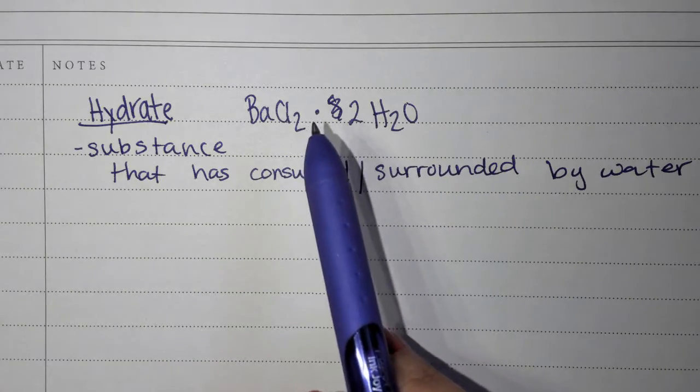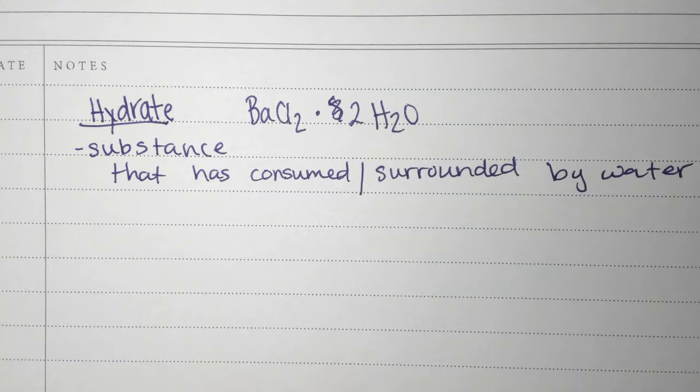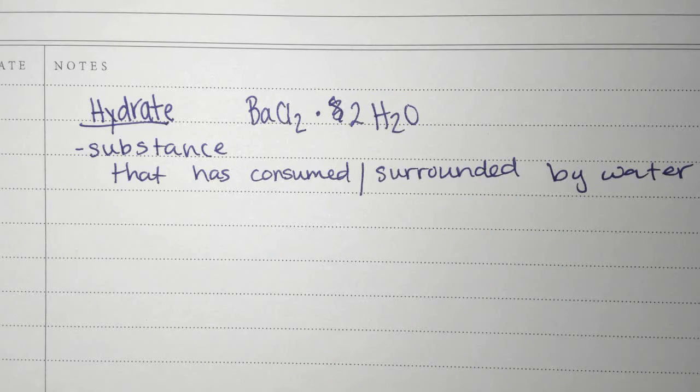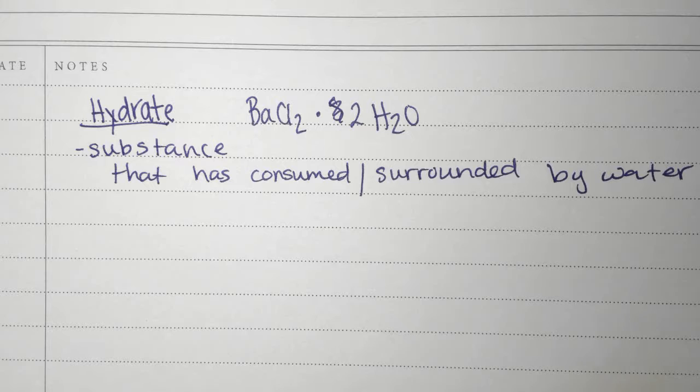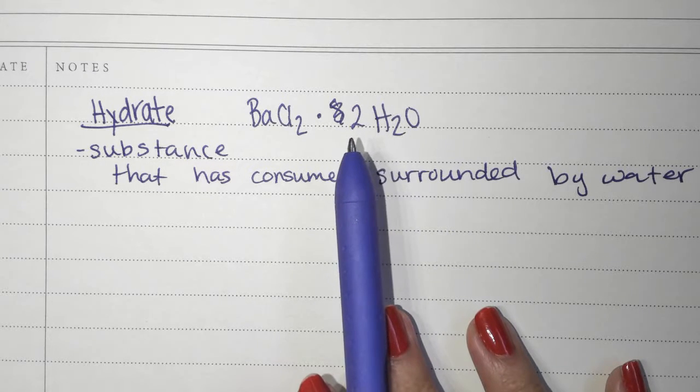Remember, this dot does not mean multiplication, it just means that barium chloride is surrounded by water, so it's the hydrate of barium chloride. And each compound can form different hydrates, so hydrate 1, or monohydrate, dihydrate, trihydrate, depending on how many water molecules are surrounding it.